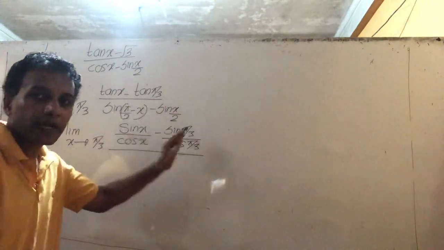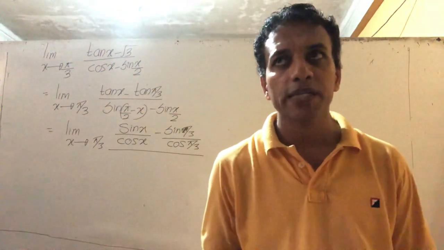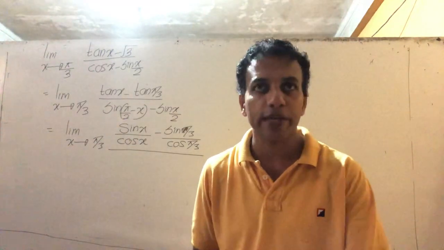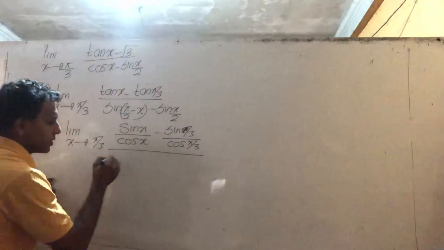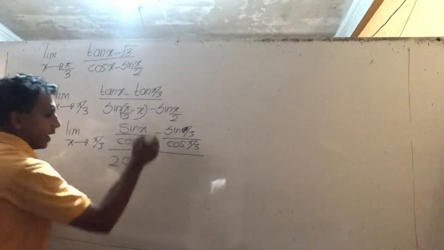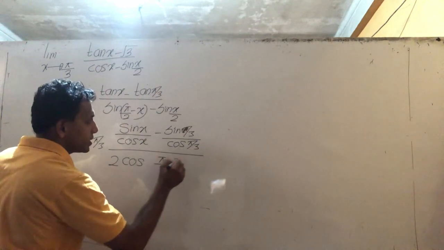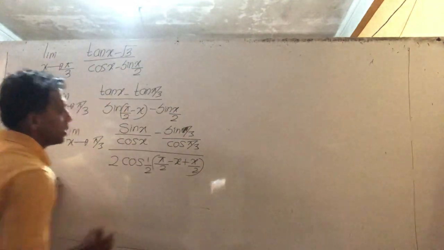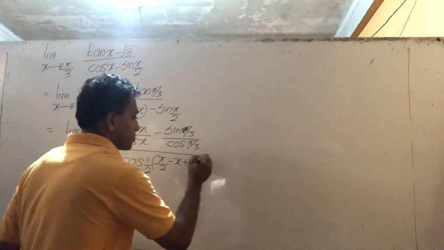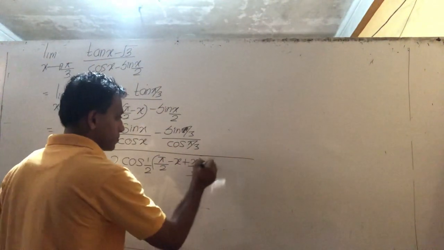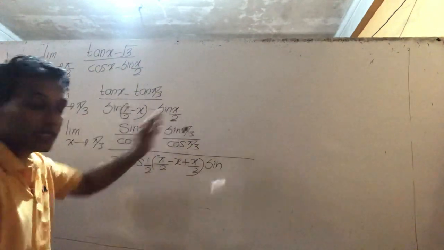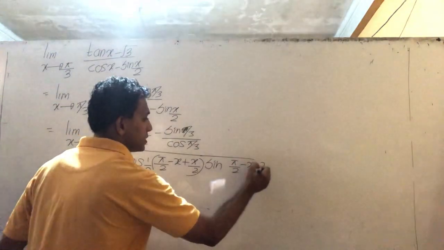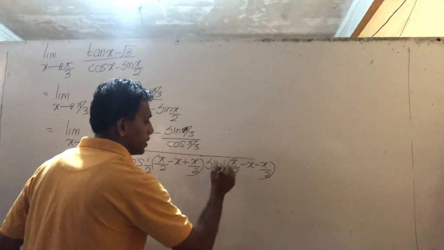Here see the sin c minus sin d pattern. What is sin c minus sin d? 2 cos, add the 2, write the half. The other one is sin, subtract, write the half. I showed that. Sin c minus sin d is 2 cos of the sum, pi by 2 minus x plus x by 2, and half. The other one is cos sin, this minus this divided by 2, pi by 2 minus x by 2 divided by 2.